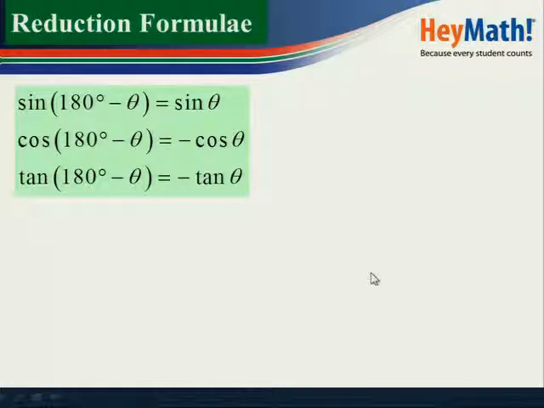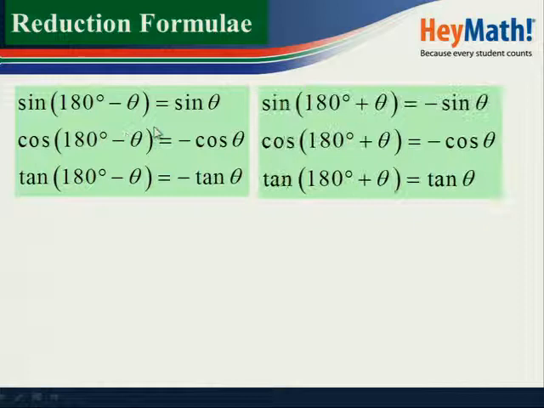180 degrees minus theta is an angle in the second quadrant. So in the second quadrant, only sine is positive. The rest of the other trig ratios become negative. That's why, because in the second quadrant sine is positive, we only have positive sine theta there. The cos and tan are negative. 180 degrees minus theta represents a compound angle in the second quadrant.